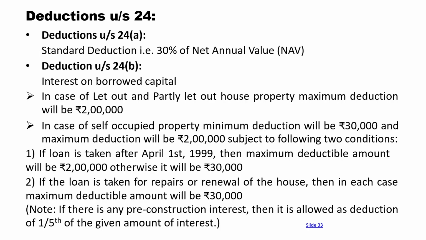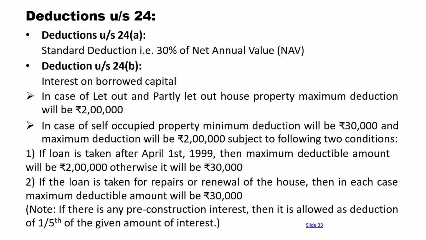So suppose a loan is taken after 1st April 1999 and construction of the self-occupied house property is completed within 2 years, at that time the maximum amount will be 2 lakhs, and if it is not completed, meaning construction is not completed within 2 years, at that time the deduction available is only rupees 30,000. Clear? Understood? The loan should be taken by the assessee after 1st April 1999 and construction of the property should be completed within 2 years.